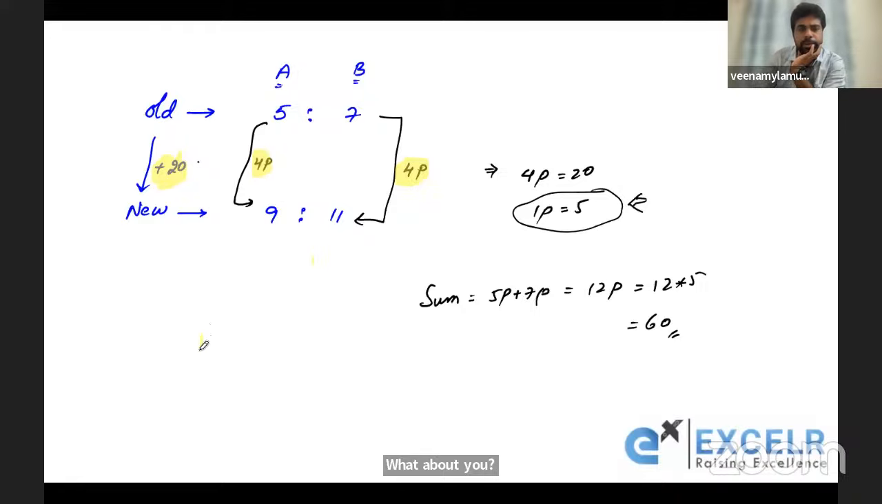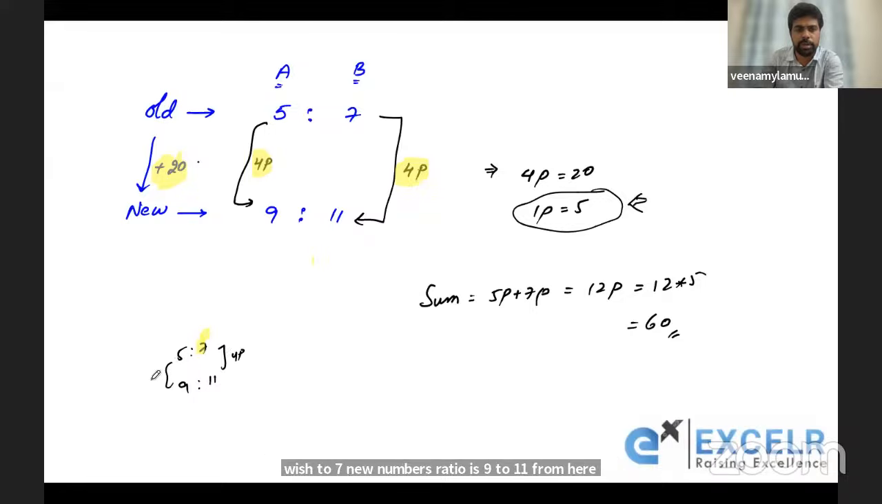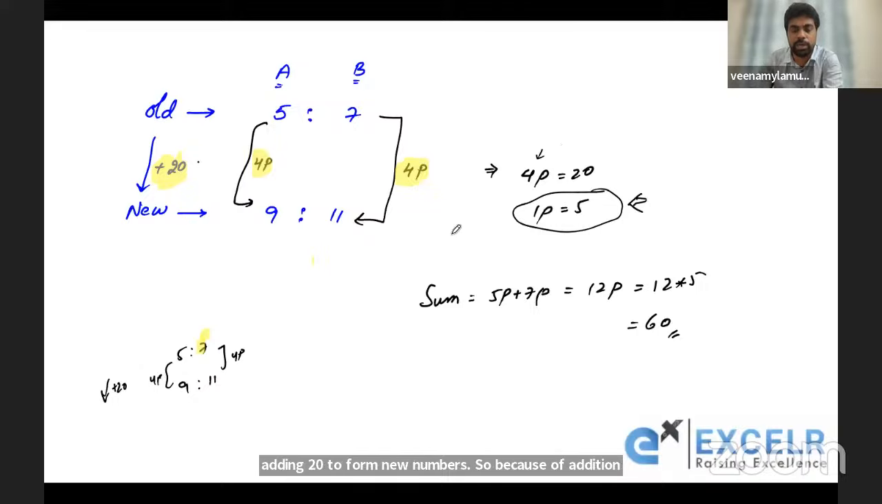See, two numbers, whole numbers ratio is 5:7. New numbers ratio is 9:11. From here to here, 4 parts increased. From here to here, 4 parts increased. Why is there an increase? Because for the old numbers, he is adding 20 to form new numbers. So because of addition of 20, 4 parts increased. So equate 4 parts to 20. Okay. Understood now? Okay.